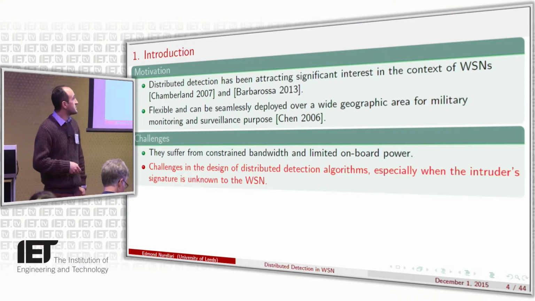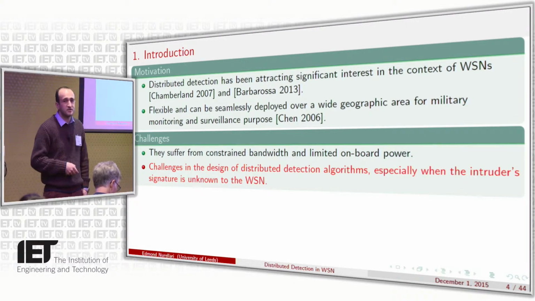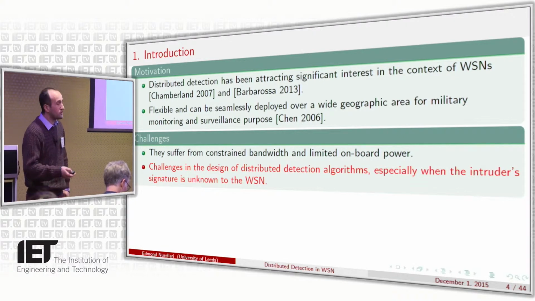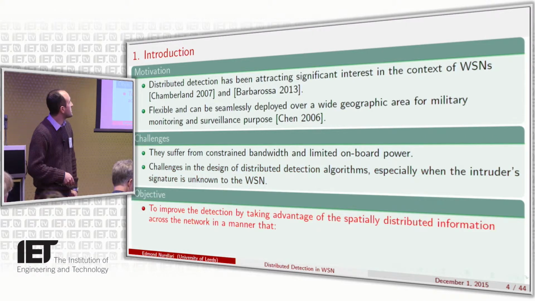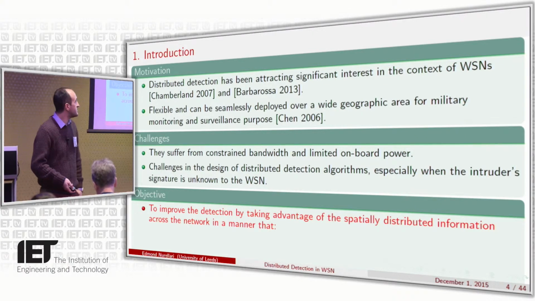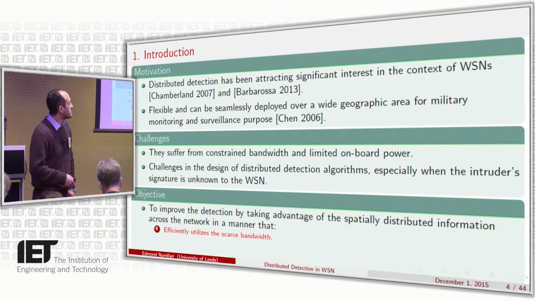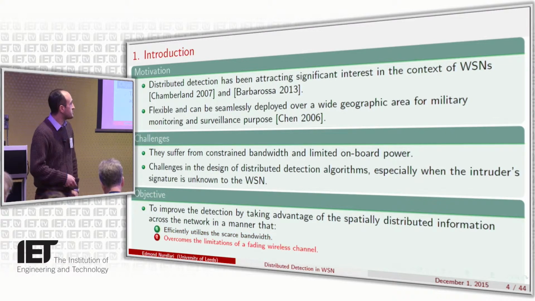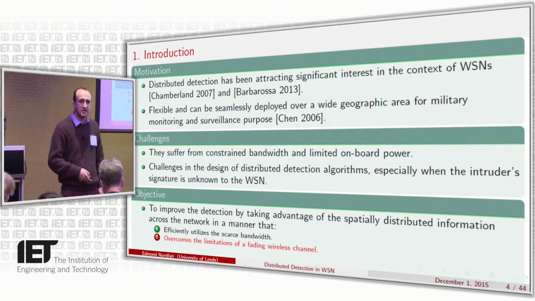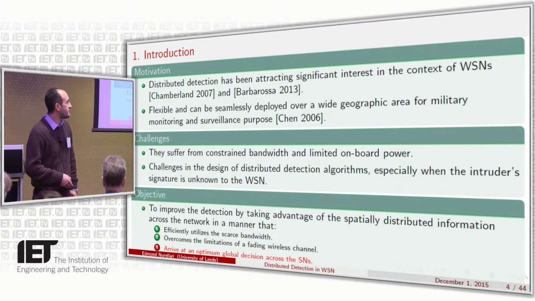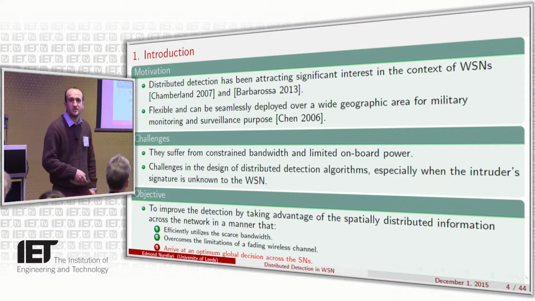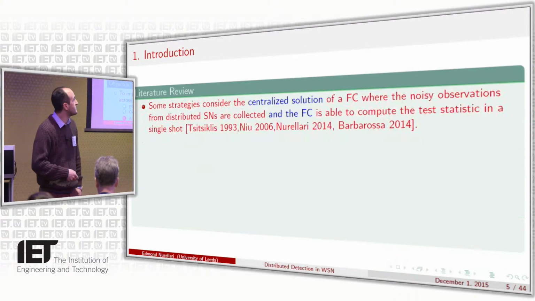There are challenges in the design of distributed detection algorithms, especially when the intruder is unknown to the wireless sensor network. So this is the case which we are considering. The objective is to improve the detection by taking advantage of spatially distributed information across a field in a manner that utilizes the scarce bandwidth, overcomes the limitation of the fading wireless channel, and, what is most important, arrives at an optimum global decision across every sensor in the network.